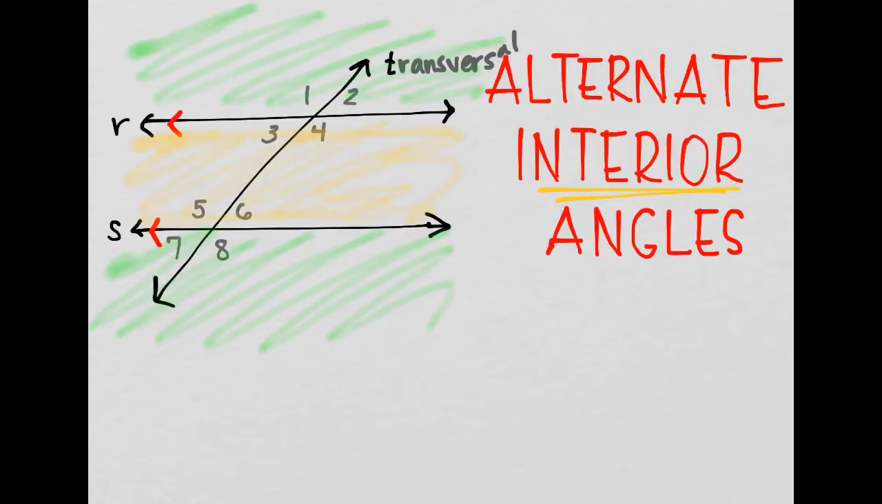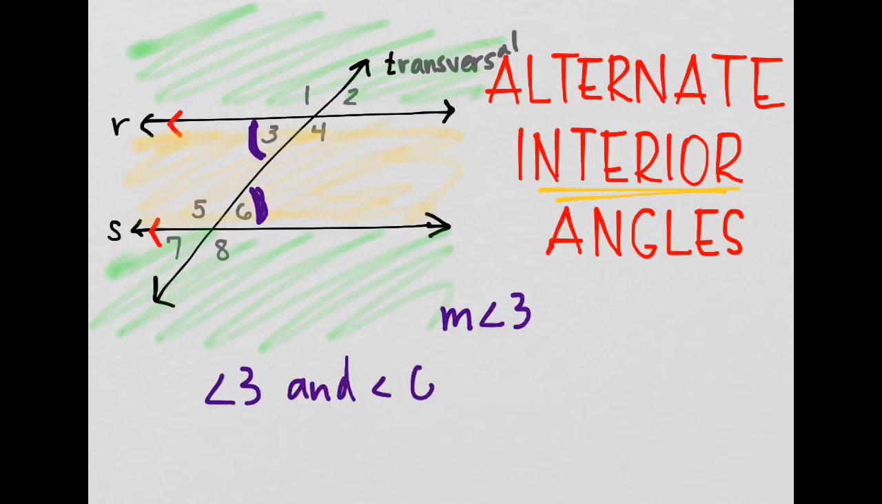Oh, I need to go back to my other pen. Start on this side of the, get this color, sorry guys. Okay, start on this side of the transversal. So 3 and 6. Let's say angle 3 and angle 6 are alternate interior angles. Okay? Could you find another set of interior angles?